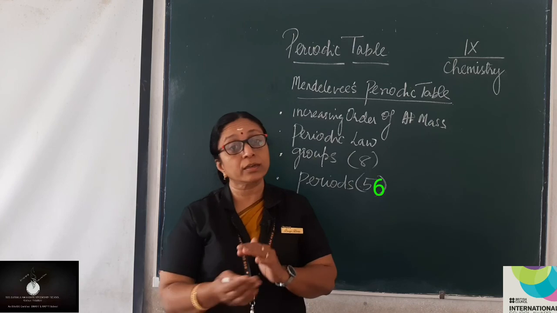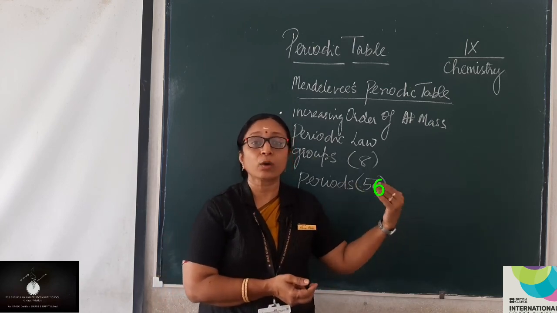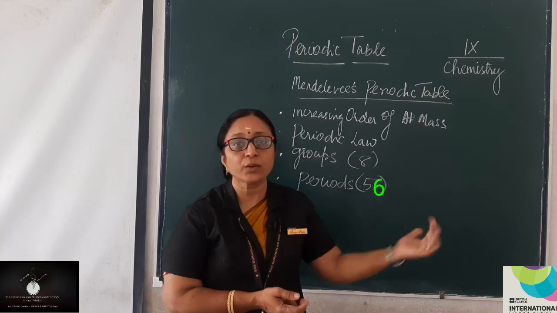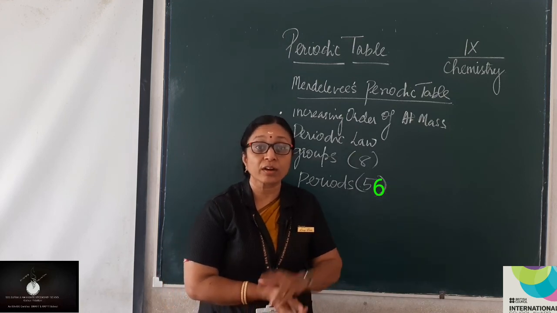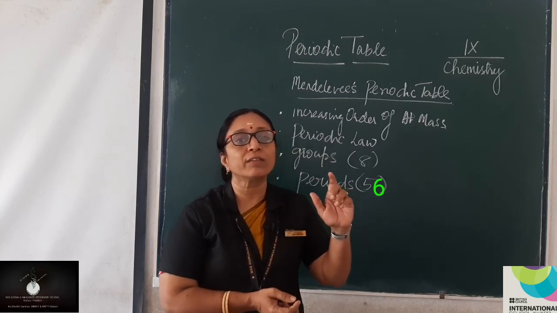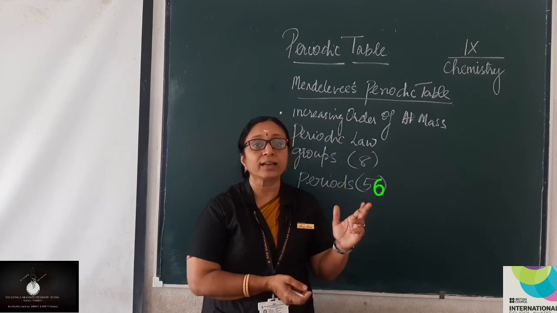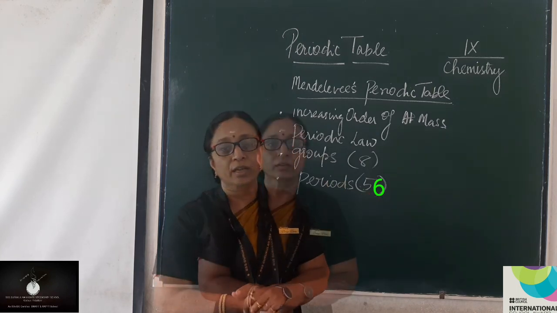And what was the third limitation? He arranged the elements according to the increasing order of their atomic masses, but it was done wrongly, isn't it? These elements were not given a proper position. Some of the examples were cobalt and nickel, tellurium and iodine.